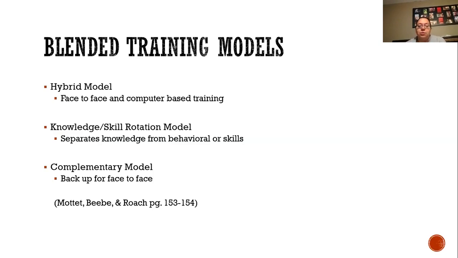The knowledge and skill rotation model separates the knowledge from the behavioral or skills, and this would be like where they separate online for cognitive objectives and face-to-face for skill development. The complementary model is usually just a backup for face-to-face. This is where the e-learning is the backup, and it lets you reference what you have been taught in the face-to-face methods.